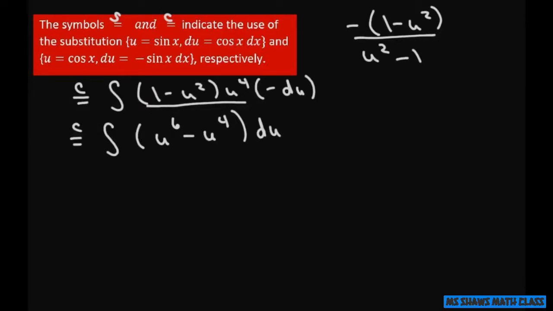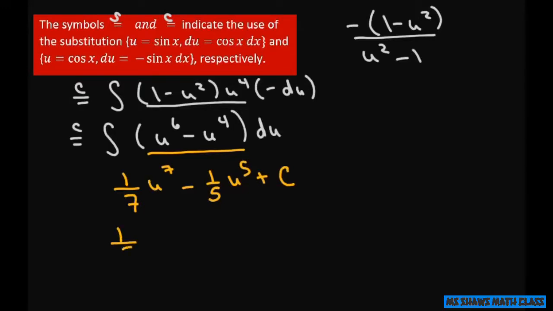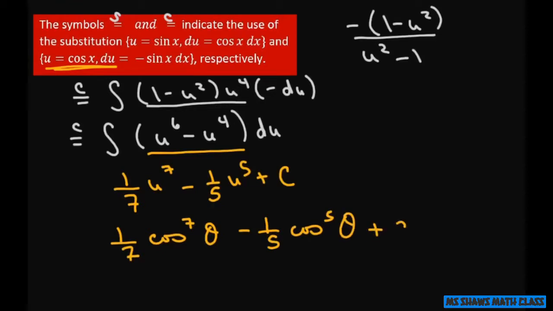All right, now we can just substitute back in, and when you do that, let's integrate it. You're going to get 1 divided by 7, u to the seventh, minus 1 over 5, u to the fifth, plus c. Now substitute back in. So this is going to be 1/7. Remember, u is cosine, so cosine to the seventh power minus 1/5 cosine theta to the fifth power plus c. And that's it.